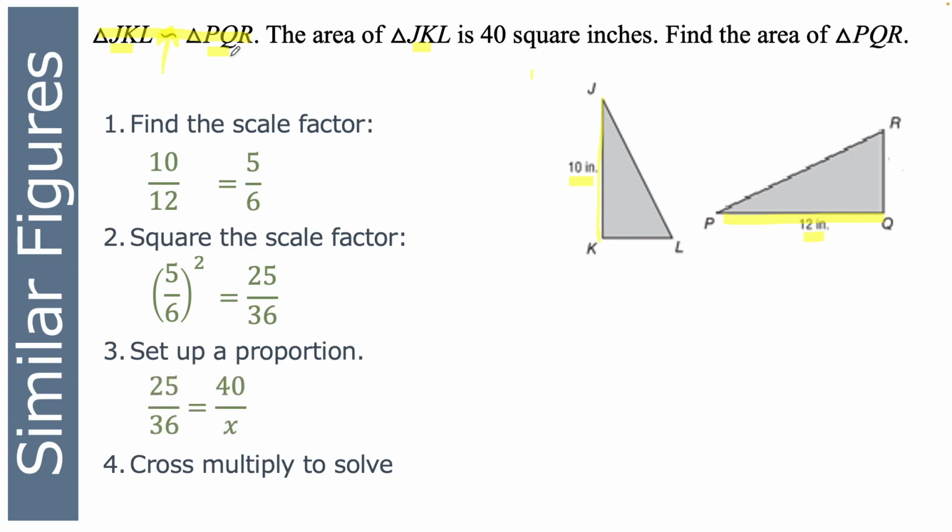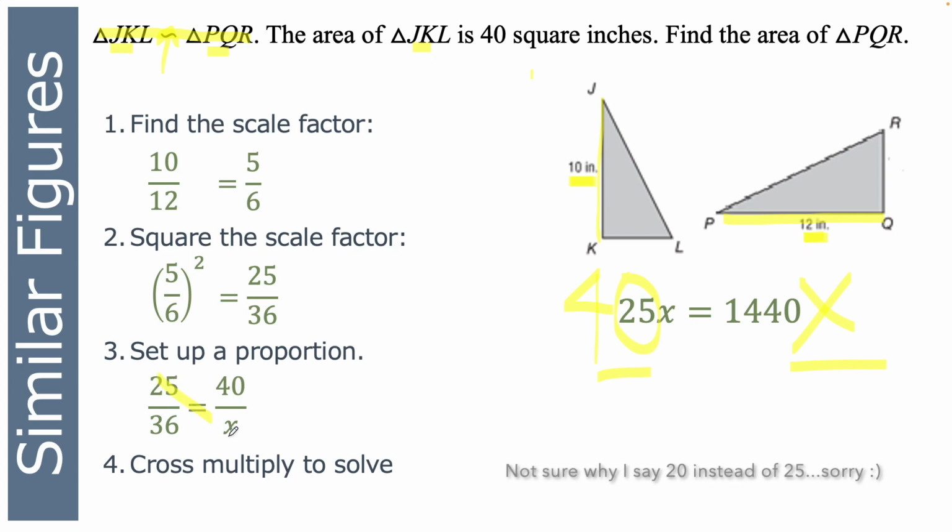So 25 over 36, that's left over right, equals 40 over x, because I know that the area of this guy on the left is 40, and I'm looking for the area of this guy. And then I can just cross multiply to solve. 25x equals 1440. So remember cross multiplying: 25 times x, 36 times 40. And divide both sides by 25. So the area of my right triangle is 57.6 inches squared.